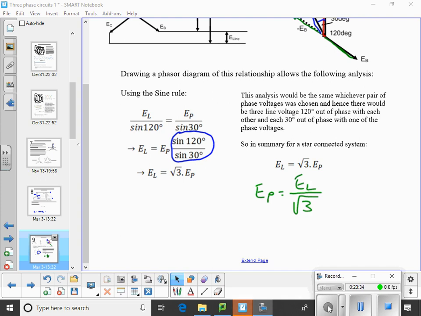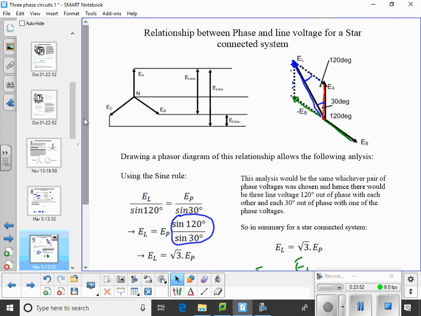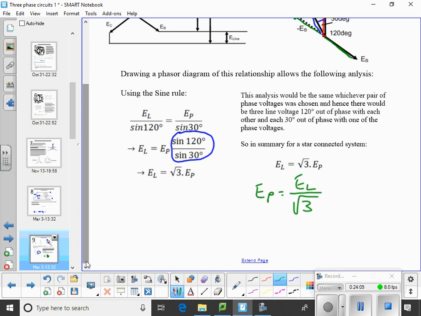Yeah? And that is in star. So for a star connected load, line voltage is root 3 times the phase voltage. So the issue is you've got two phases of, in our example, 100 volts added together, but you don't get 200 volts because they're not in phase with each other. So for a phase voltage of 100 volts, what do we get? 100 times root 3.